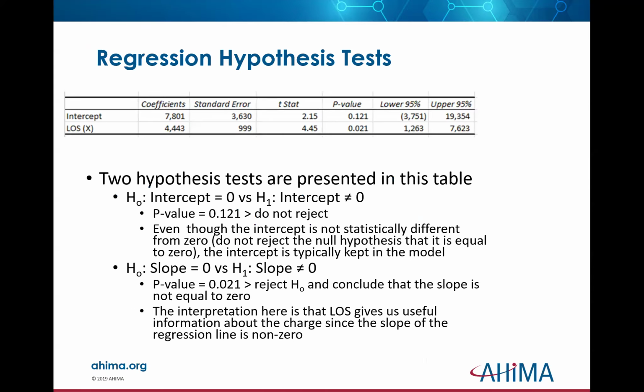Now we're looking at regression hypothesis tests. This slide shows how for both these tests, for both the intercept and the slope, even if the intercept isn't that statistically significant, we need to keep it in the model. The key takeaway from this slide is that a significant slope will tell us that the independent variable provides useful information for predicting the outcome.